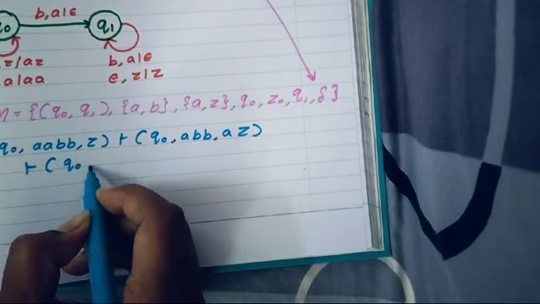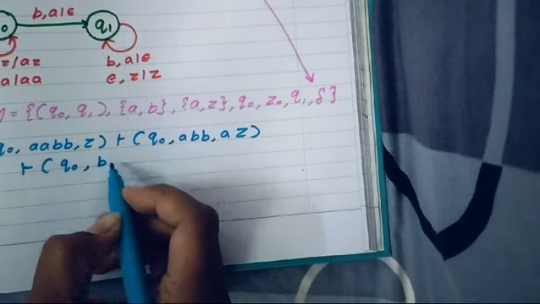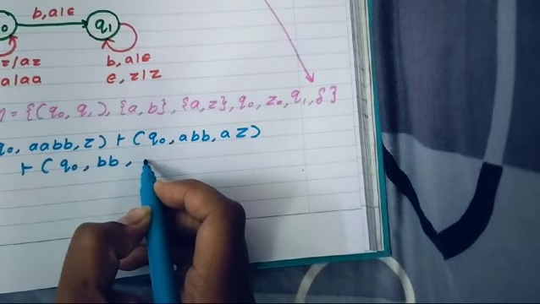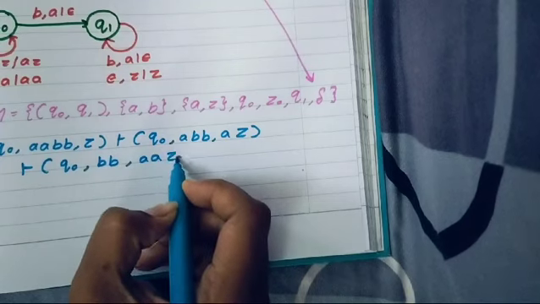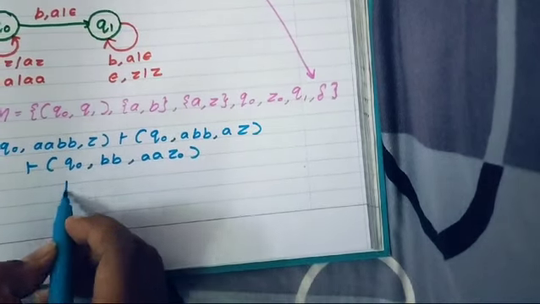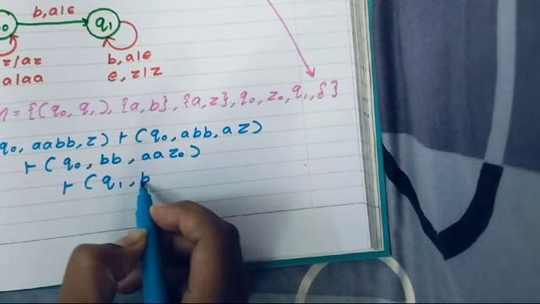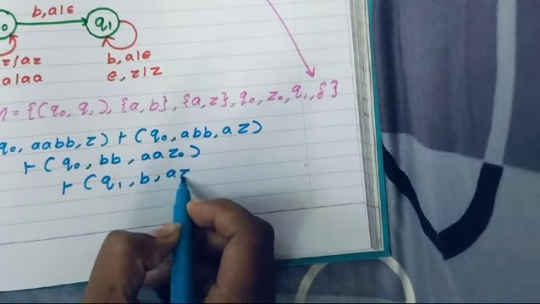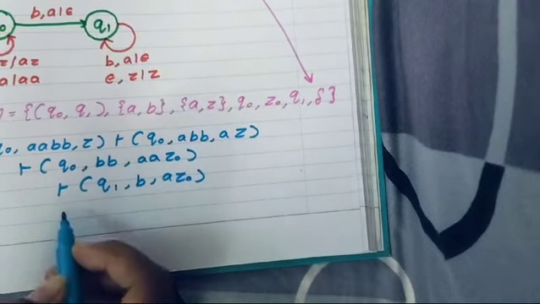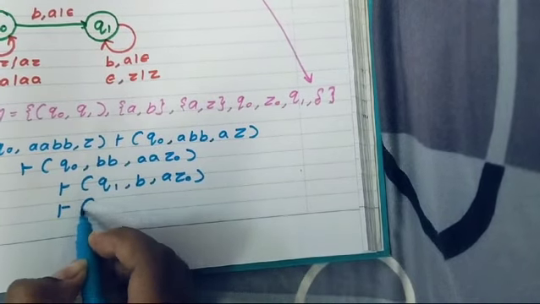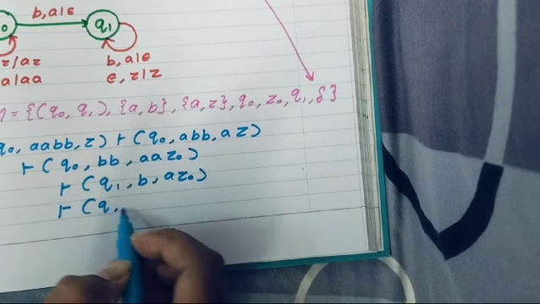On the third step, we have Q0 as the state and BB, as both the A's are now pushed inside the stack. Fourth step, now the state changes from Q0 to Q1 and we have only B, and inside the stack we have A and Z as one of the A's is popped.